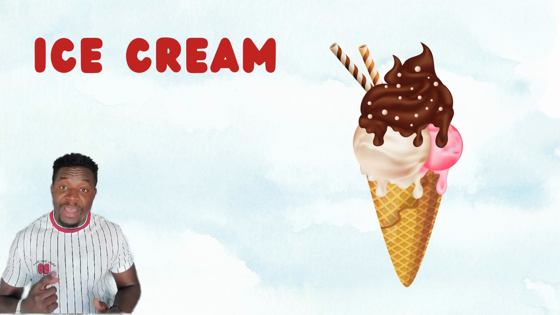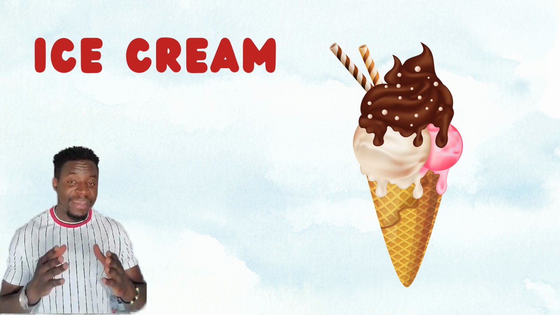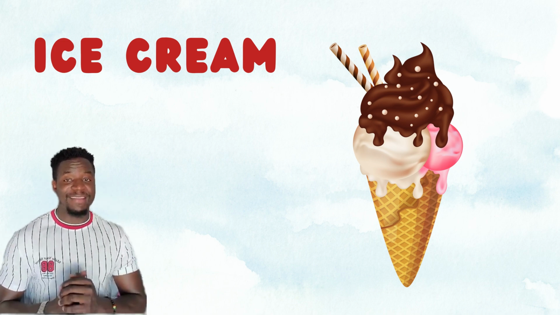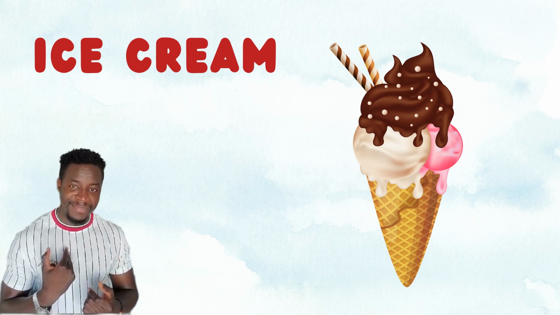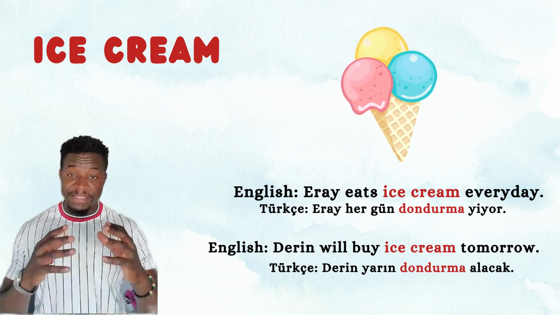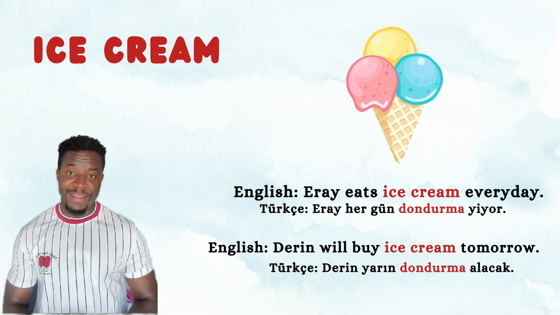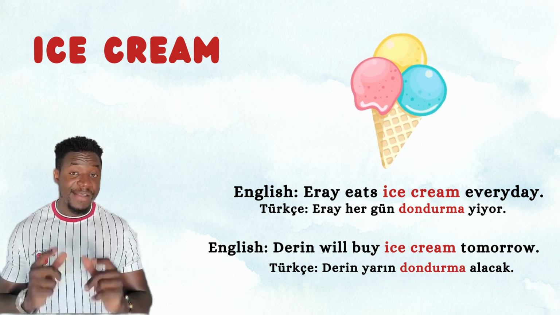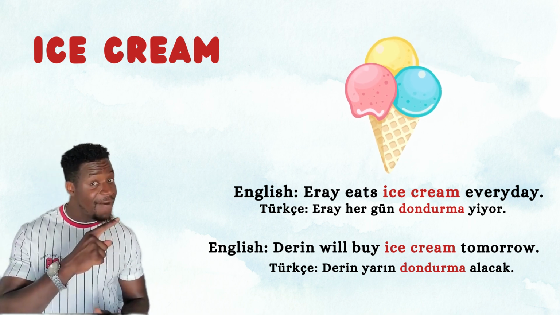Let's take, for example, ice cream. Ice cream is an example of a word that begins with I. Do you like ice cream? I love ice cream. Now, let us try to make example sentences with the word ice cream. Are you ready? Let's go.